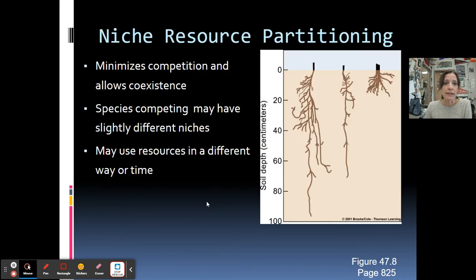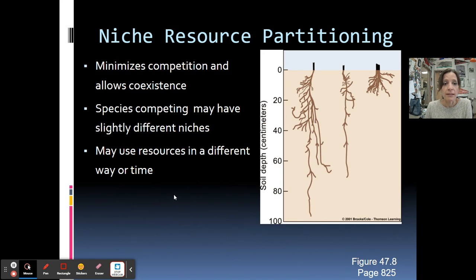Another way that organisms interact to get energy is called resource partitioning, or niche resource partitioning. Here's an example of root systems of three different species of plants. What they're doing is looking for water, right? So this one is really good at catching water up near the surface. This one is a medium depth. And then this one is really good at catching water down below.